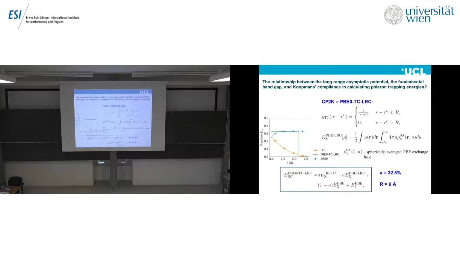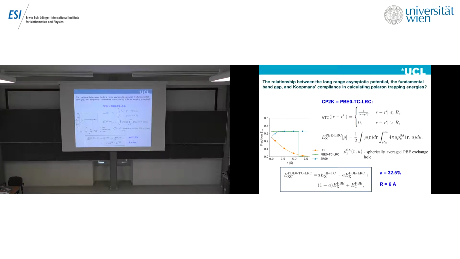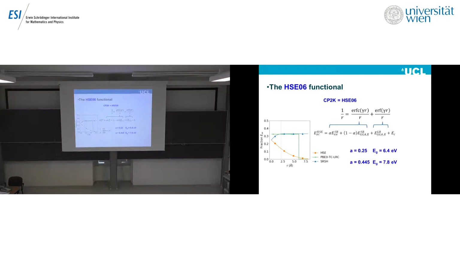What we were trying to achieve with these functionals is the same thing. We were asking, can we actually satisfy Koopmans' compliance and the band gap at the same time? Because this would be useful for these calculations, and get the same trapping energies. So this is PBE truncated. Then we also used HSE. For this functional, we found that we can satisfy Koopmans' compliance with 32% of exchange, truncating the exchange in this functional at 6 angstrom. On the other hand, in HSE, exchange is dying off in this way.